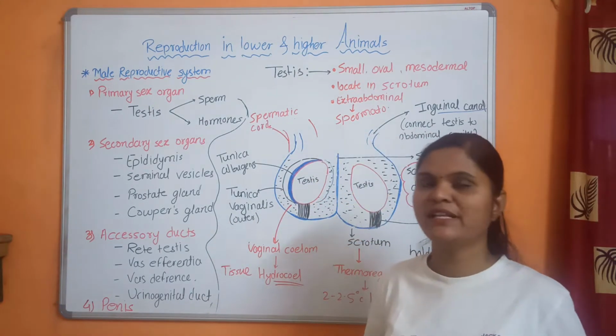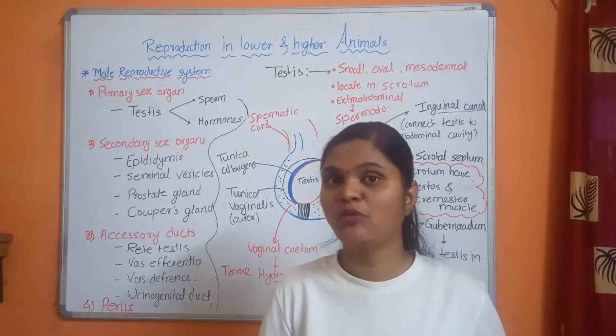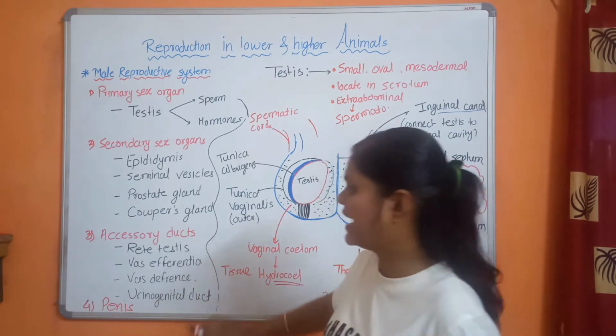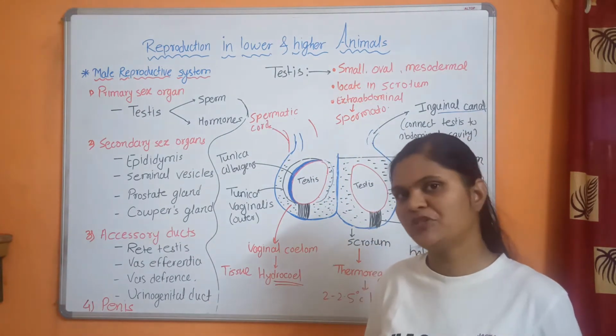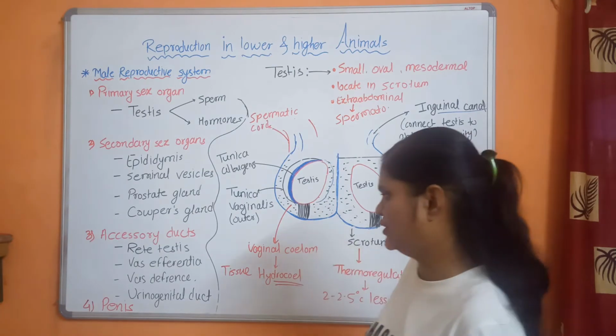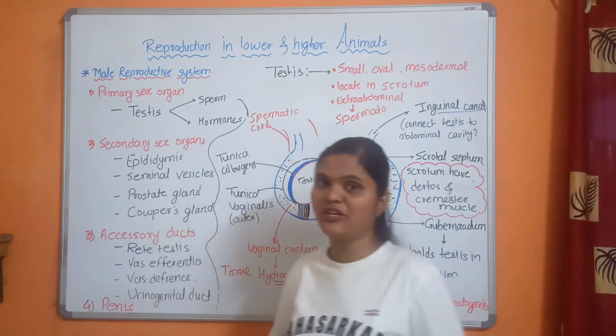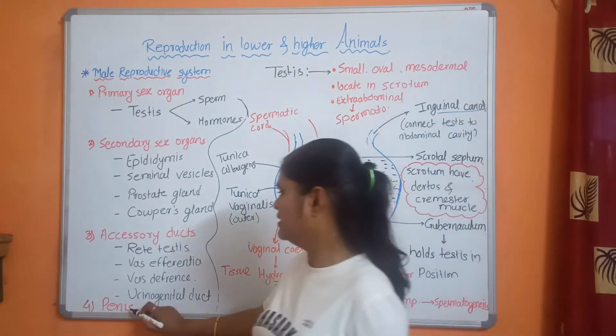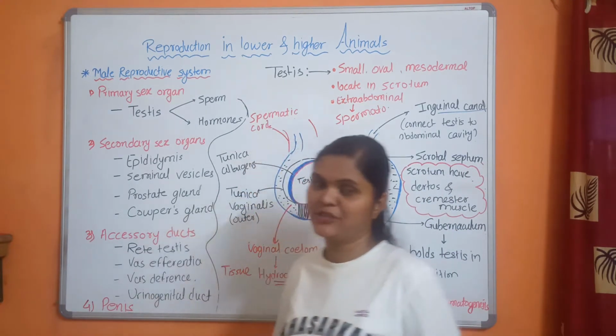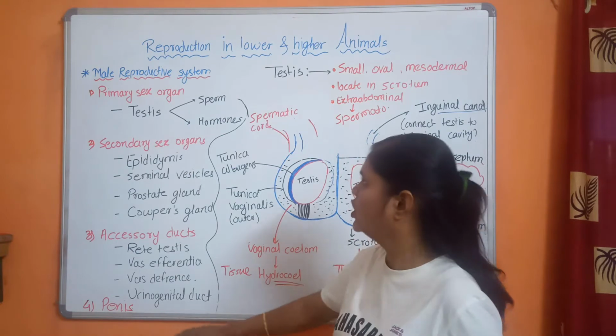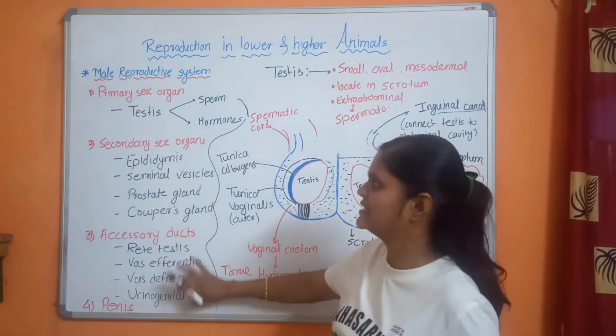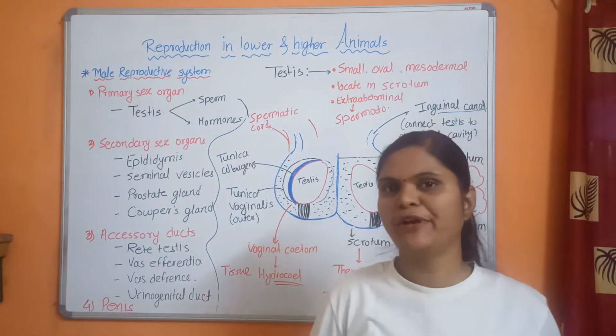Now it is called the urinogenital duct. And why is it called this? Because it carries both urine and sperm cells. That's why it is called the urinogenital duct. And the external genitalia in case of male is the penis. We'll discuss all this in detail in the male reproductive system.